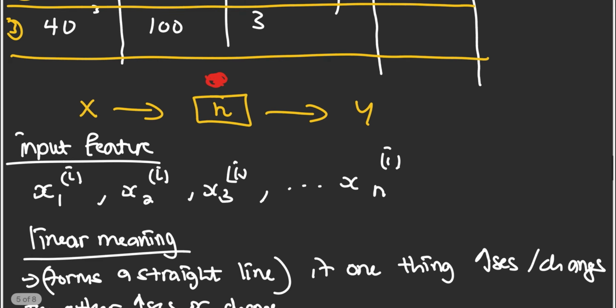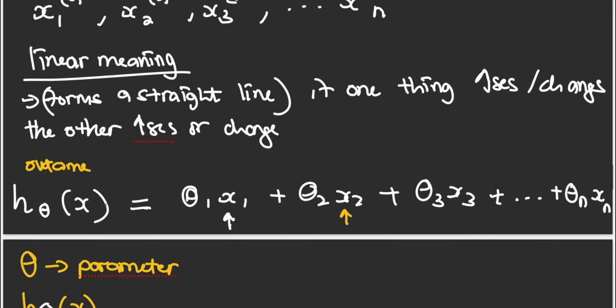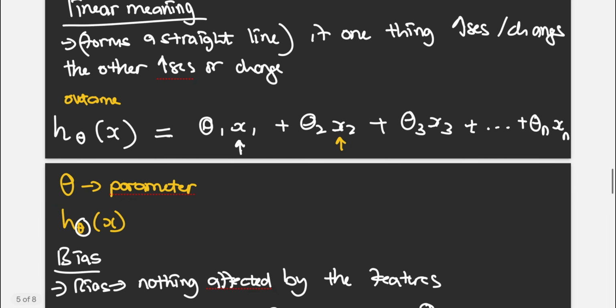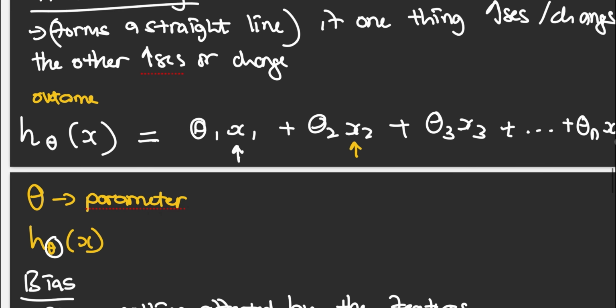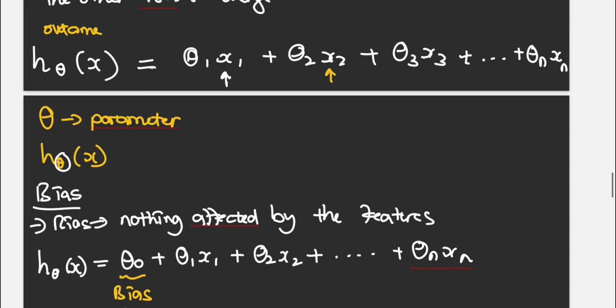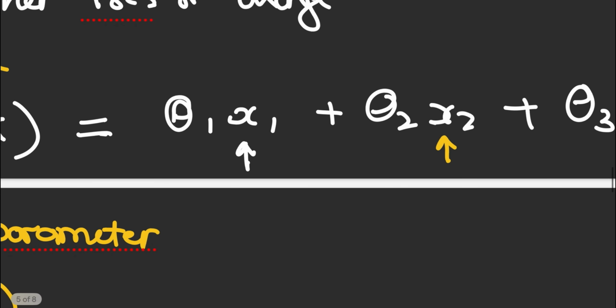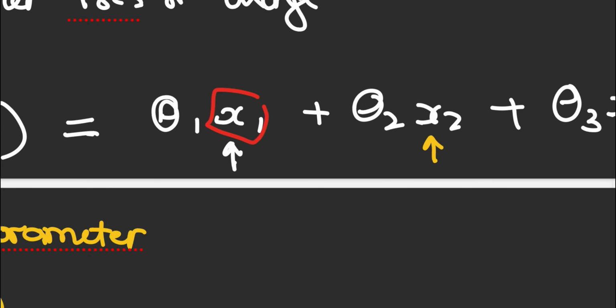Okay, then I said we can basically assume that this relationship h of theta x is linear, meaning that if one thing changes, the other changes. So we can introduce parameters, coefficients behind these input features, right? So these coefficients, theta 1, theta 2, theta 3, basically affect how each input affects the outcome.